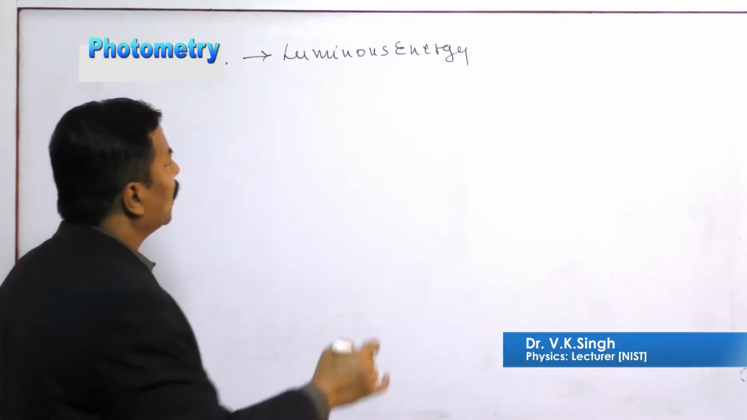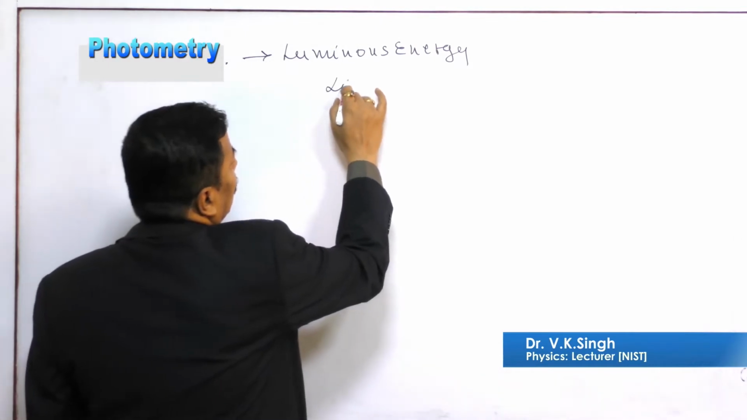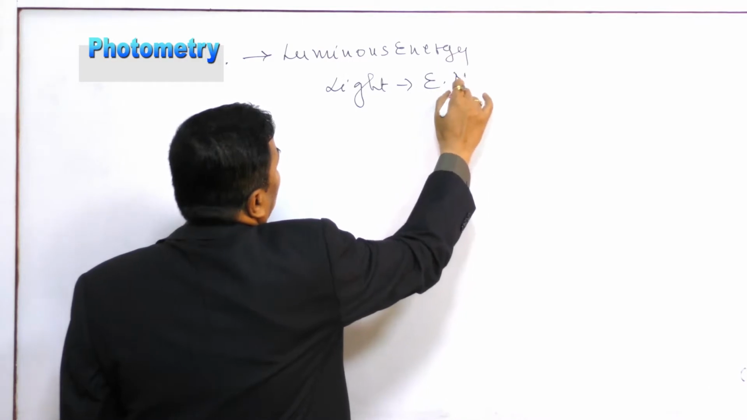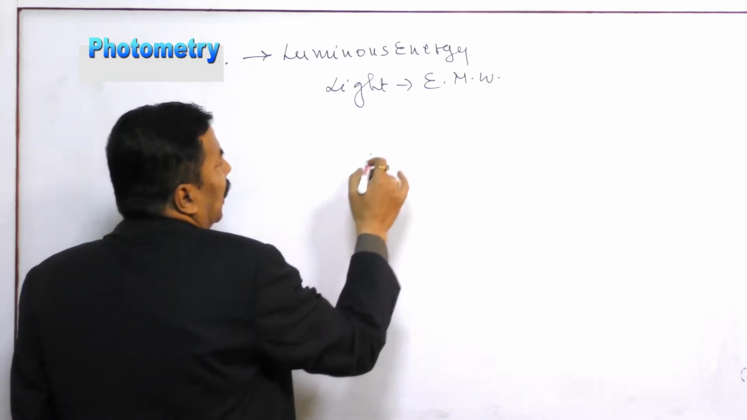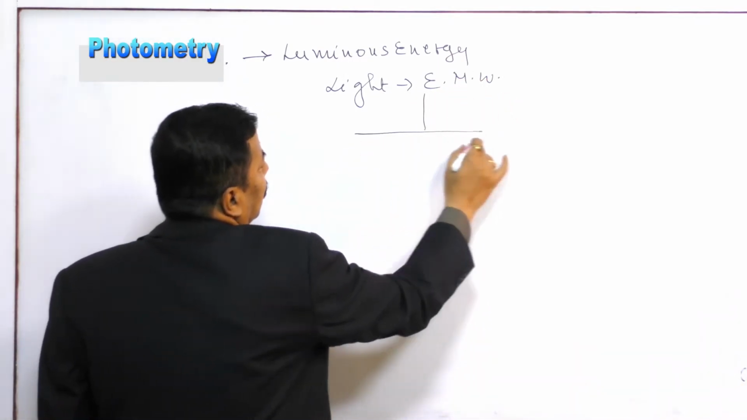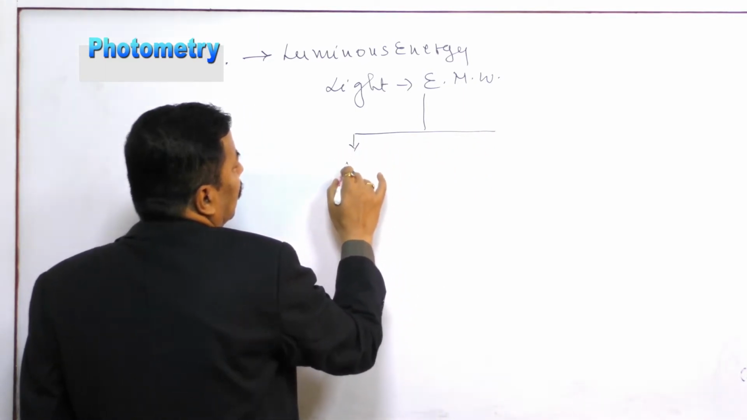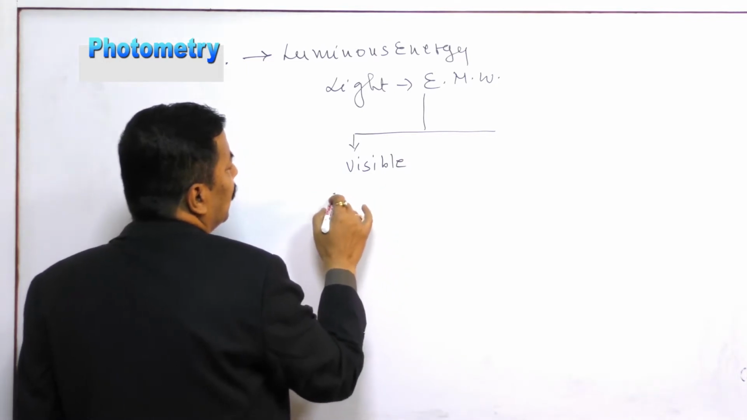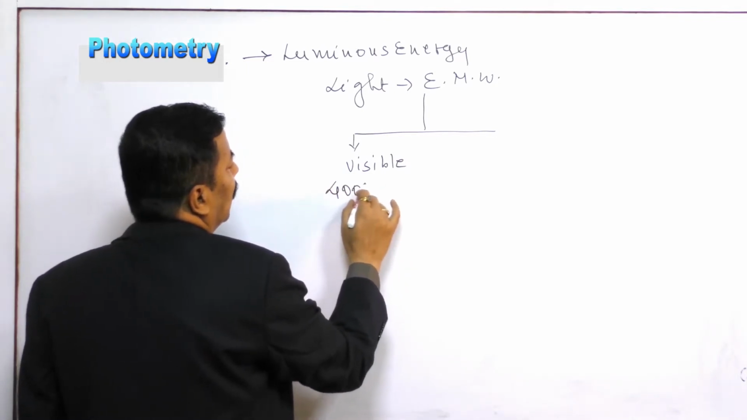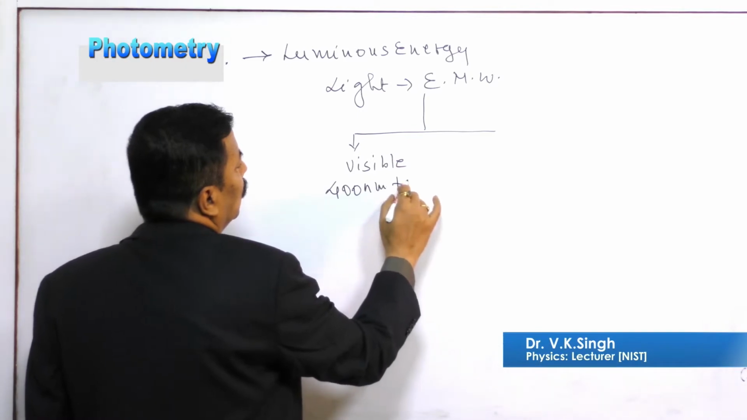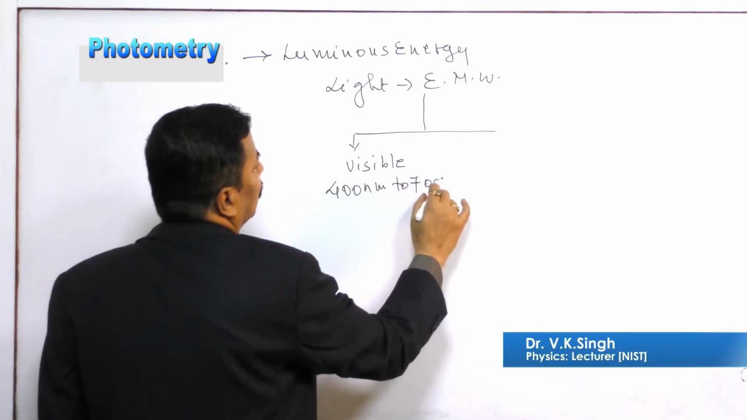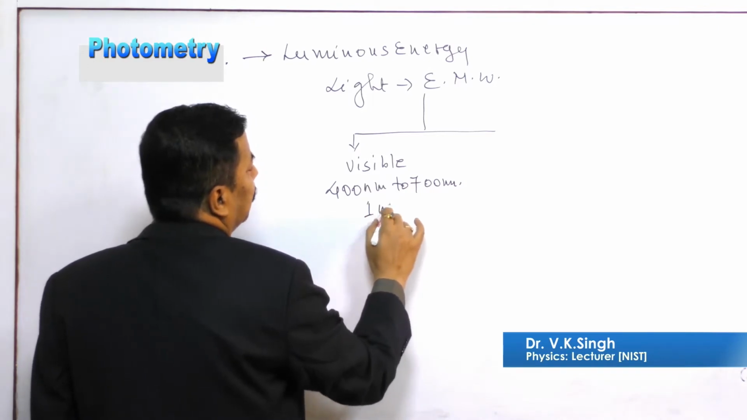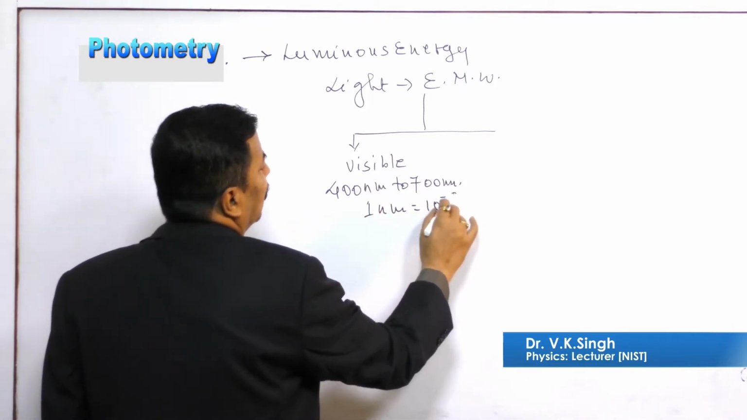Now if we talk about light, this is your electromagnetic wave. In this electromagnetic wave, one is visible, whose range is 400 nanometer to 700 nanometer. 1 nanometer is equals to 10 to the power minus 9 meter.